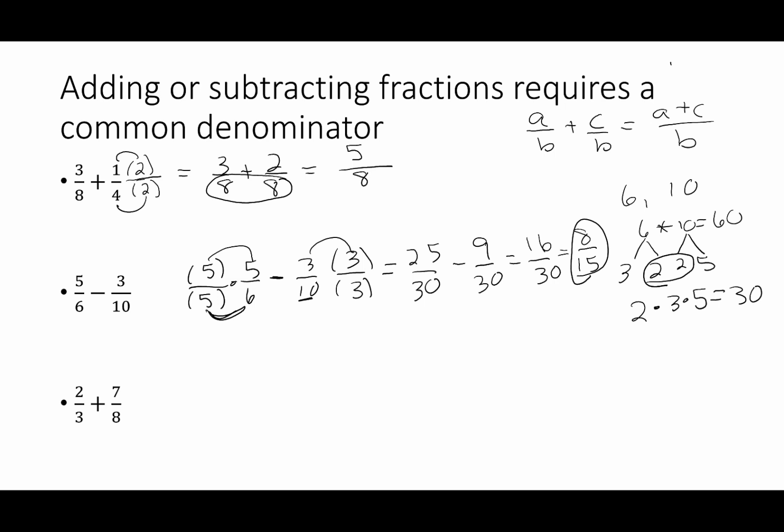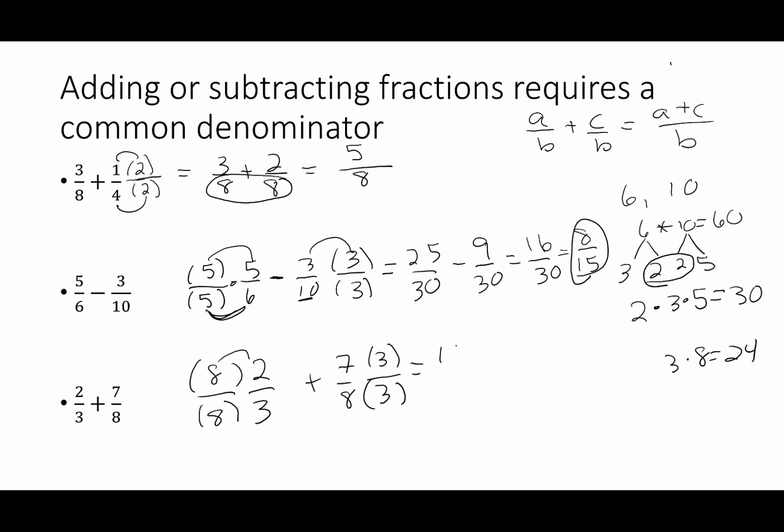What I like here is that you have choices, so you do the choice that works for you. Let's try one more. I have 2 over 3 plus 7 over 8. 3 and 8 don't have anything in common. There's not a number that goes into 3 that also goes into 8, so the only thing I can do here is 3 times 8 is 24. So to get the denominator of 24, the 2 over 3 is going to multiply by 8 over 8, and the 7 over 8 is going to multiply by 3 over 3.